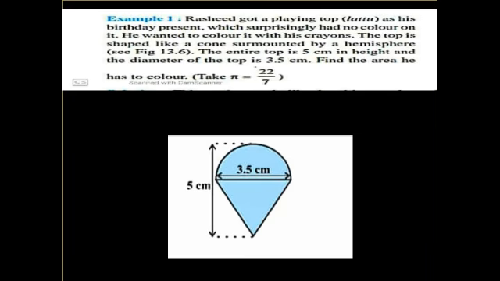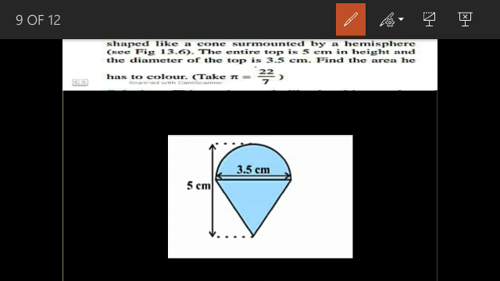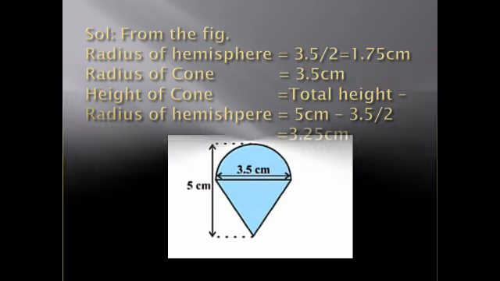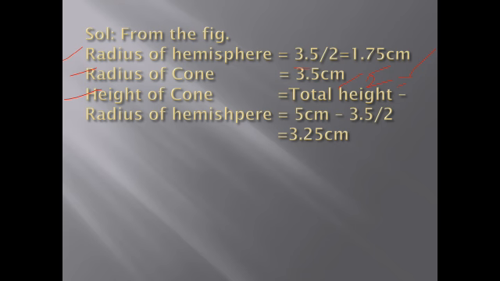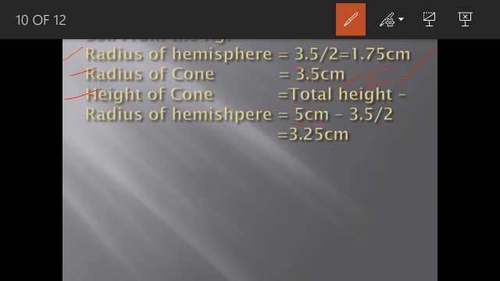Here, if we want to calculate the height of this right circular cone, then we have to subtract this radius of hemisphere from the total height, then we will get the height of the cone, right? So here I have written the total height is 5 centimeter and I have subtracted the radius of hemisphere, then I have got 3.25 centimeter.